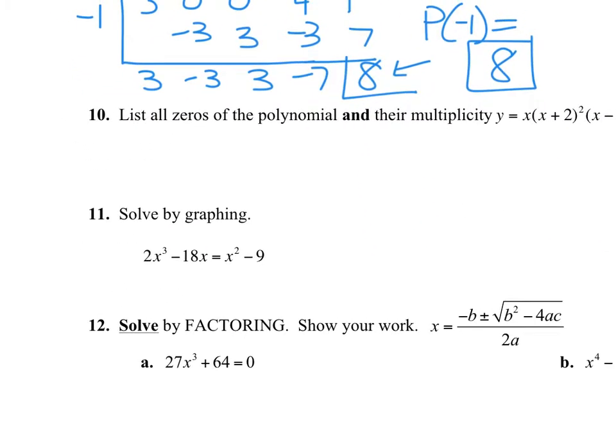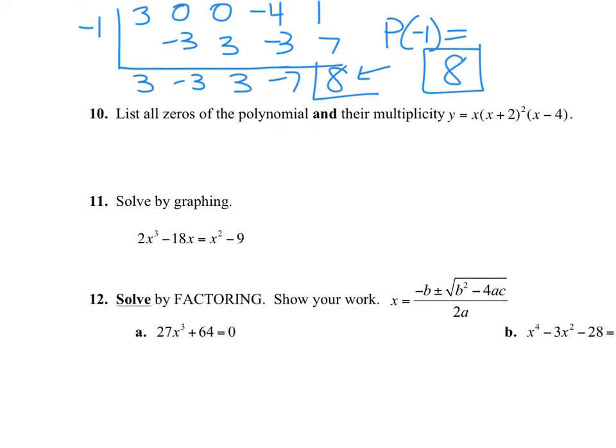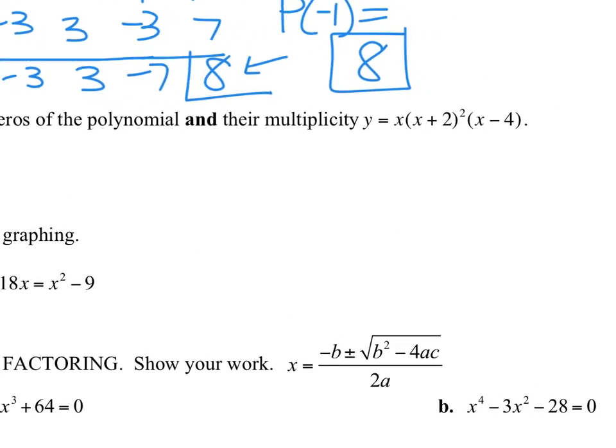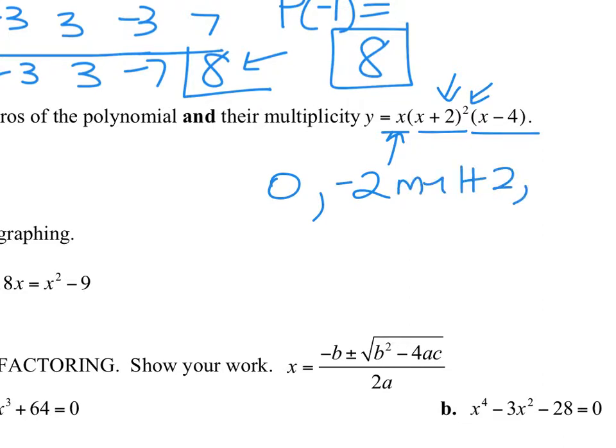Okay, now number 10. This is the easiest problem on the test. Please get this one right. All right, here we have factors, and from these factors, we have 1, 2, 3 zeros. So from the first factor, my 0 is 0. From the second factor, my 0 is negative 2, and how many times does that happen? Twice. See, it's squared. So it has a multiplicity of 2.